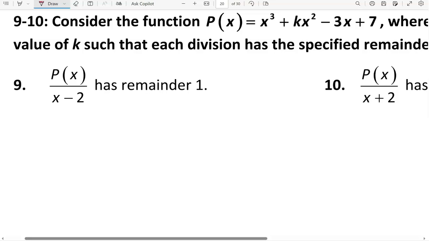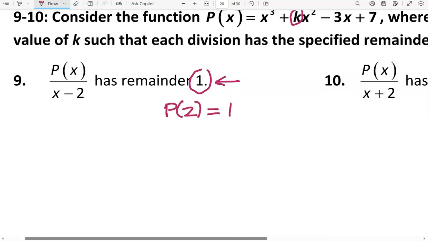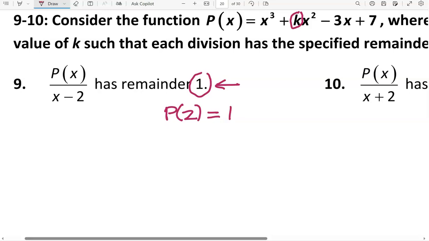In 9 through 10, we're asked to consider a cubic function p of x with an unknown coefficient k. And we want to find the value of k such that each division has the specified remainder. So when I divide p of x by x minus 2, the remainder is 1. This is equivalent to writing p of 2 is equal to 1 by the remainder theorem. This is probably the easiest way to work it rather than doing a division.